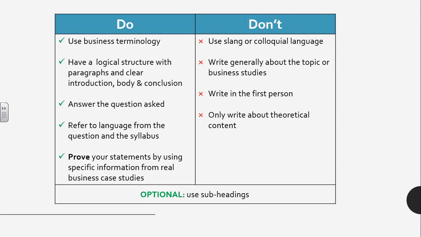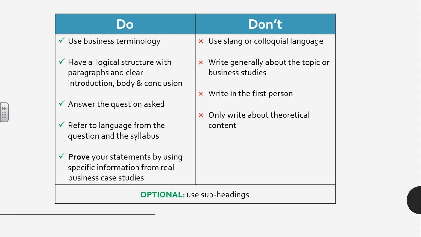The final point on the left-hand side is to prove your statements by using specific information. Don't just say it, prove it. Don't say, oh, and thus improving business success or business performance. Prove it. Apple, for example, in the last quarter of 2014 made an $18 billion profit. They sold 75 million iPhone 6s. Those sorts of statistics prove business success. So prove it with some specific information.